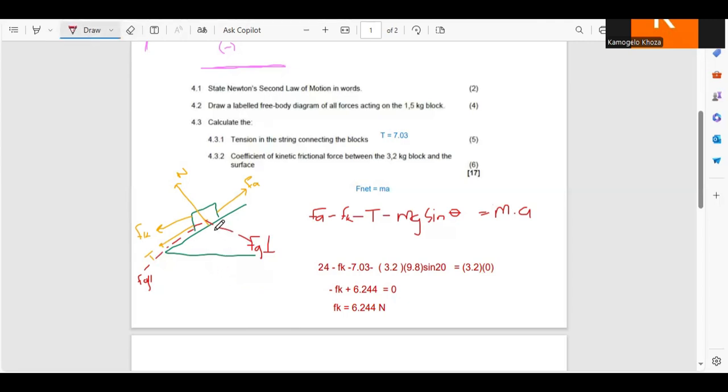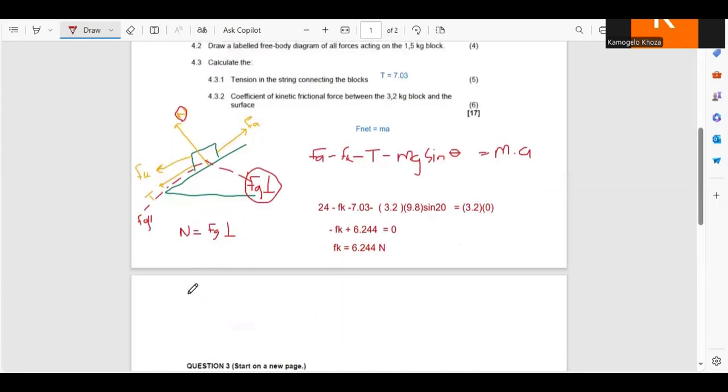Now, can you see that when we're looking at the vertical forces, the only forces present are the normal force as well as your Fg perpendicular. If that's the case, this simply means that our normal force would be equal to our Fg perpendicular, meaning that if we can calculate Fg perpendicular, we would also get the value of our normal force. Now, let us try and calculate Fg perpendicular. Remember, Fg perpendicular is mg cos theta.